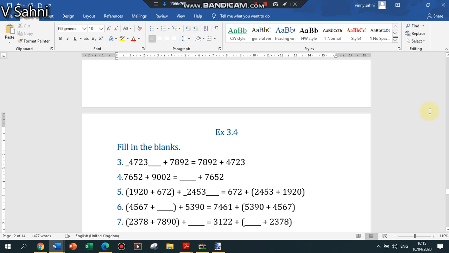Order property means that two numbers can be added in any given order. See, what is 2 plus 3, children? 2 plus 3 is 5 and 3 plus 2 is also 5. So 2 plus 3 is equal to 3 plus 2. Now let's try the next one: 7652 plus 9002 is equal to dash plus 7652. Yes, you are right, it is 9002.